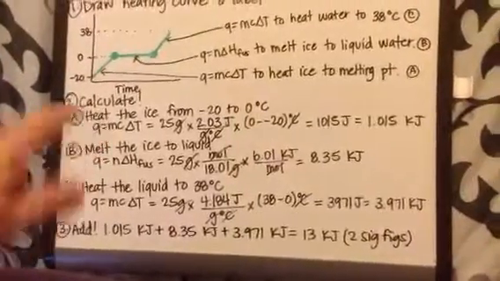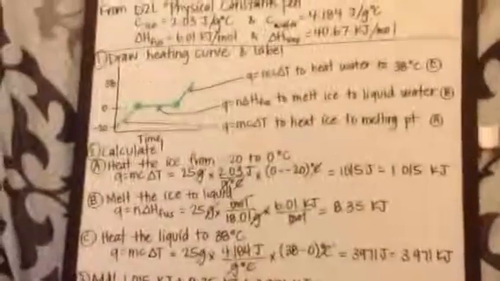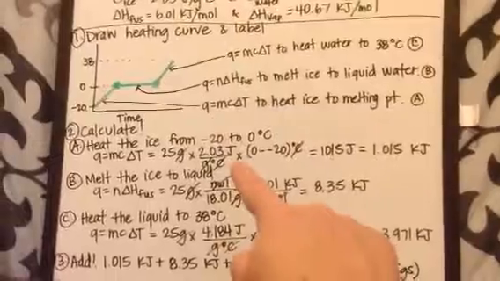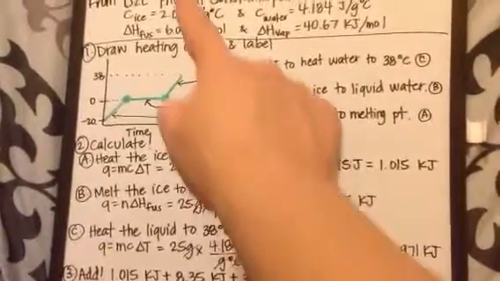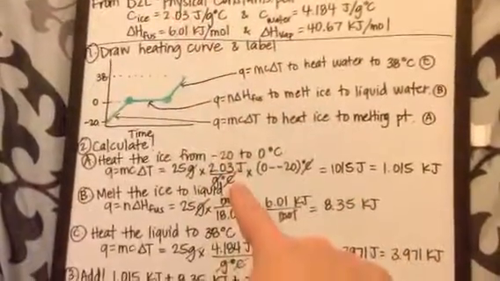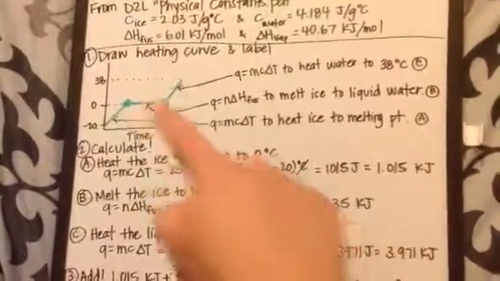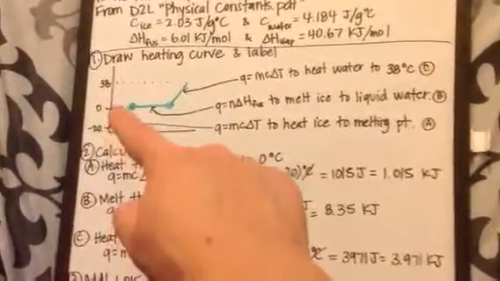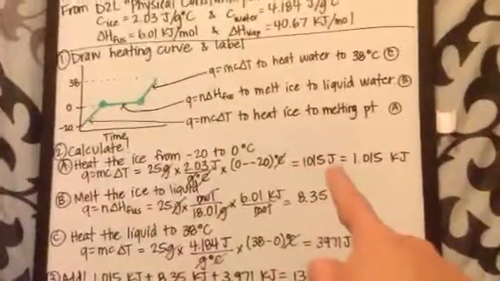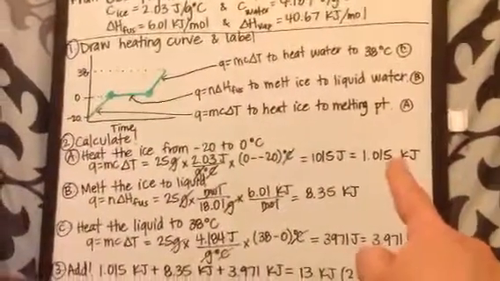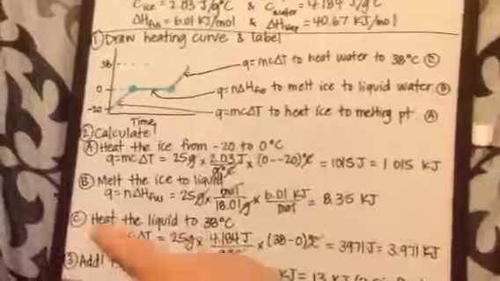So 25, now again we're using the C of ice, excuse me, the heat capacity of ice. Alright? And then delta T is final minus initial. Right? It was initially at negative 20, now it's at 0. So I converted everything to kilojoules, that's my preference.